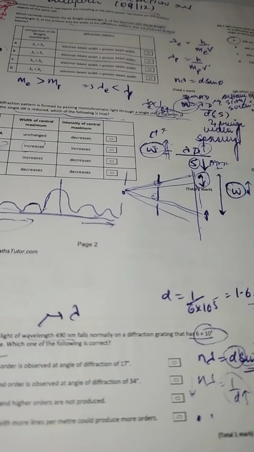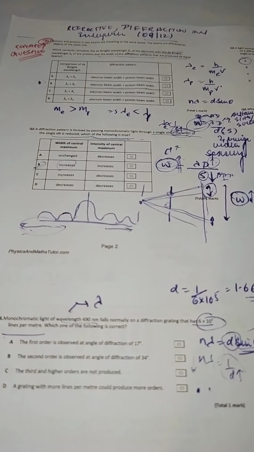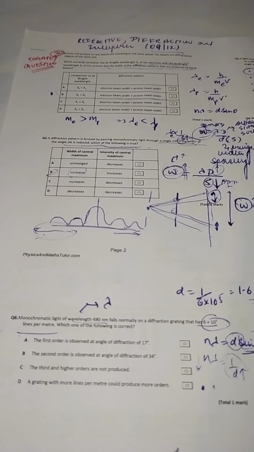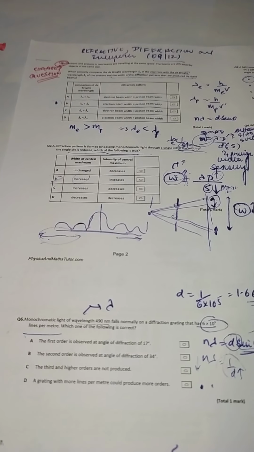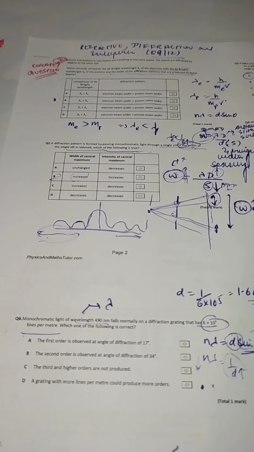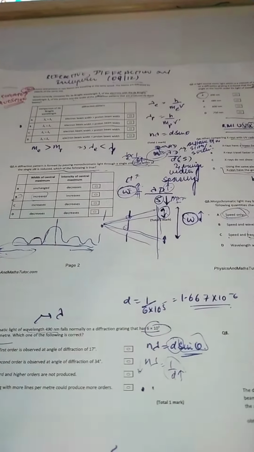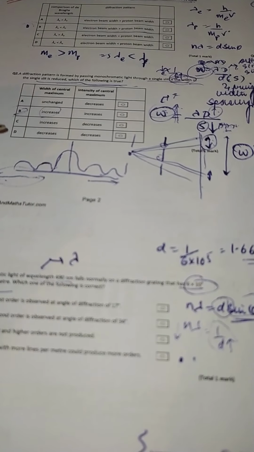Then we come to our second question. Again, it's a bit of a confusing one, but it basically tells us about the diffraction pattern formed by passing monochromatic light through a single slit, where the width of the single slit is reduced. Which of the following is actually true? Now, you would see that the answer to this question is in fact number C.